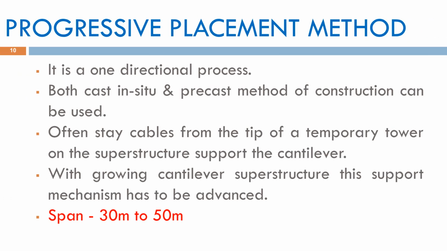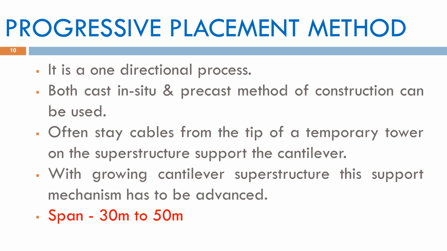The progressive placement method is a one-directional bridge construction technique used for both cast in situ and precast segmental bridges. In this method, construction starts from one end of the bridge and progresses gradually towards the other end. As the bridge deck advances, temporary towers and stay cables provide support to the cantilever until the permanent structure is completed.